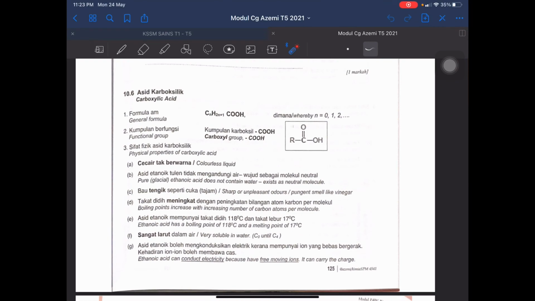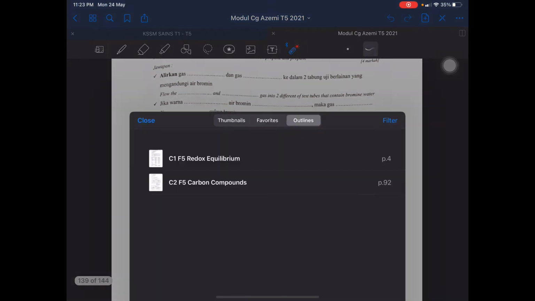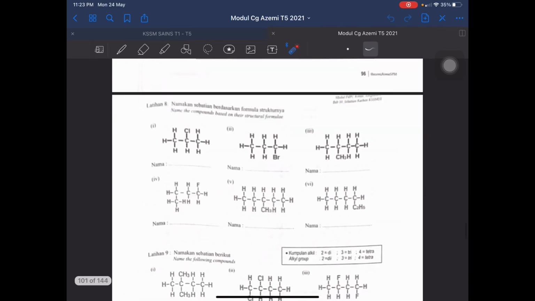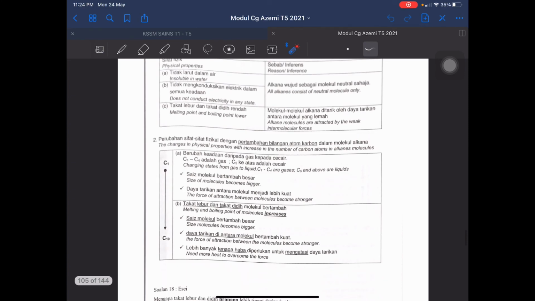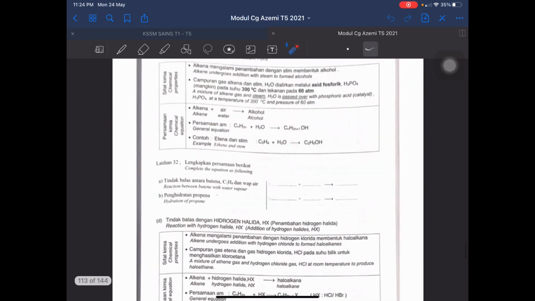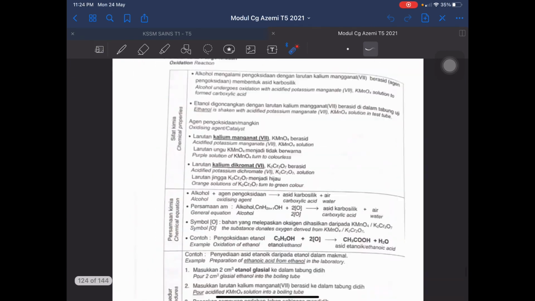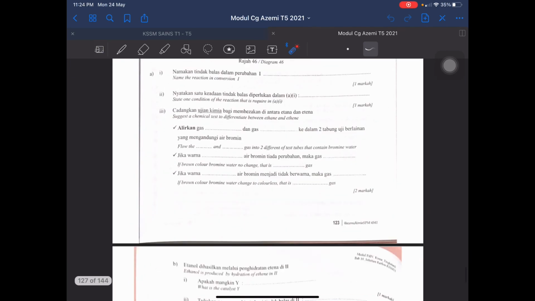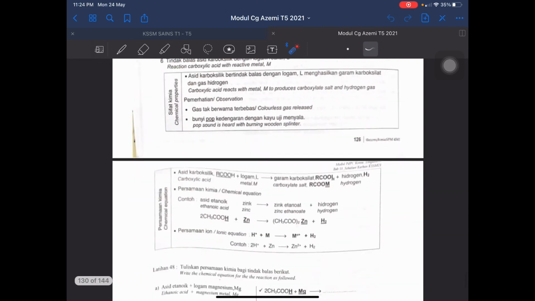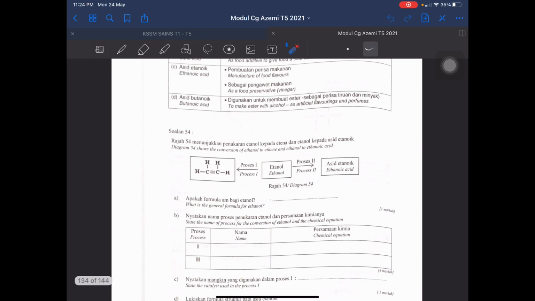Go to the reference book, and then I want all of you to do all the exercises about carboxylic acid. Okay, this is Alkana. Okay, let me show you first. Okay, this is alcohol, you have done already. Please do the exercises about carboxylic acid from page 1 to 7 until habis. I will upload the works in the Google Classroom.